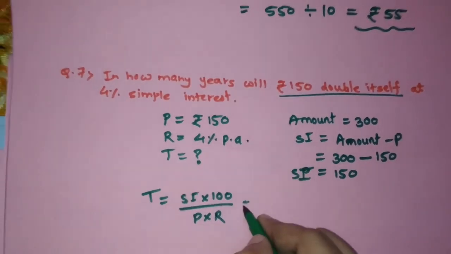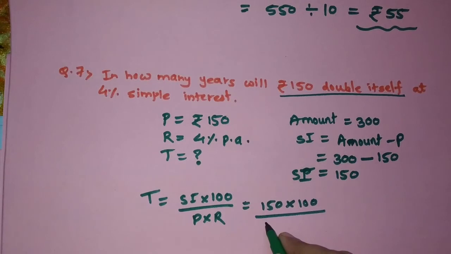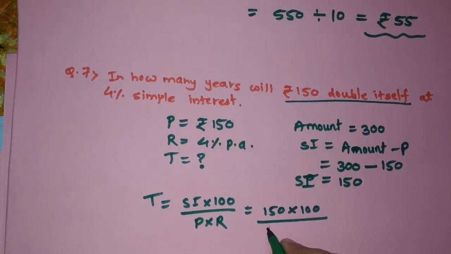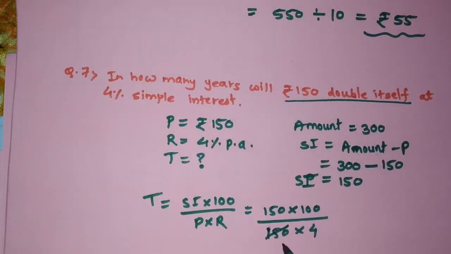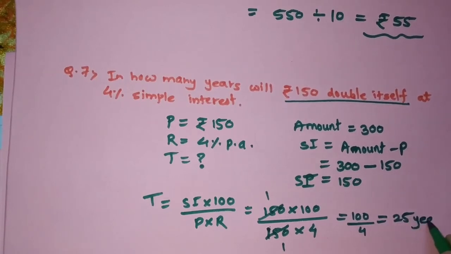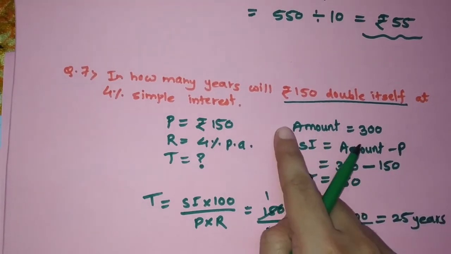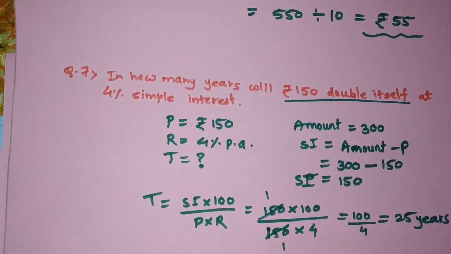So friends, simple interest is here 150, and principal is also 150, and rate of interest is 4. We'll cut this. 100 divided by 4 is nothing but 25 years. So it takes 25 years to double this 150 at the interest rate of 4% per annum.